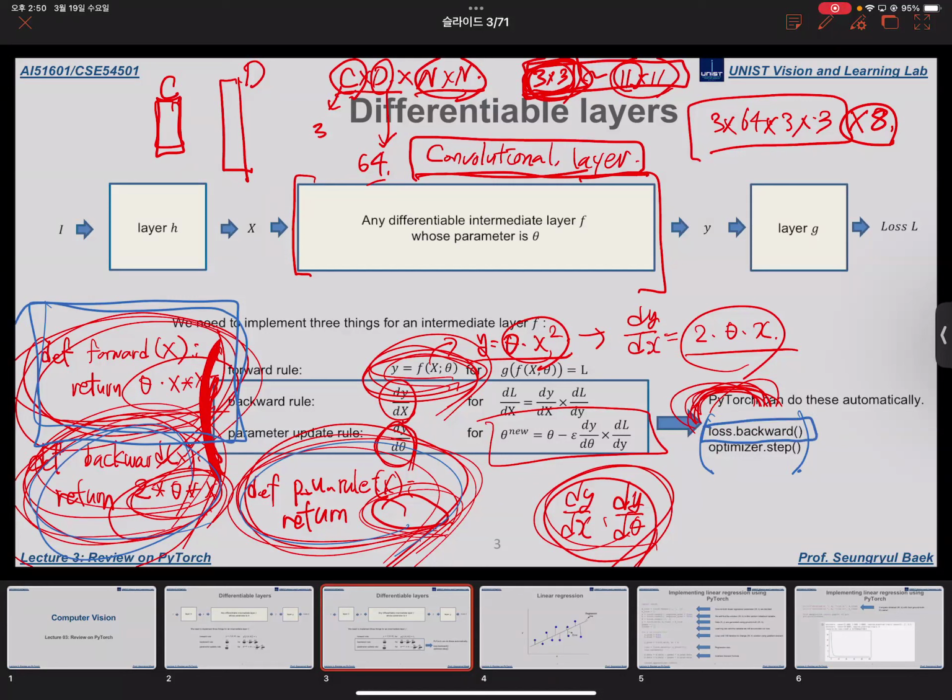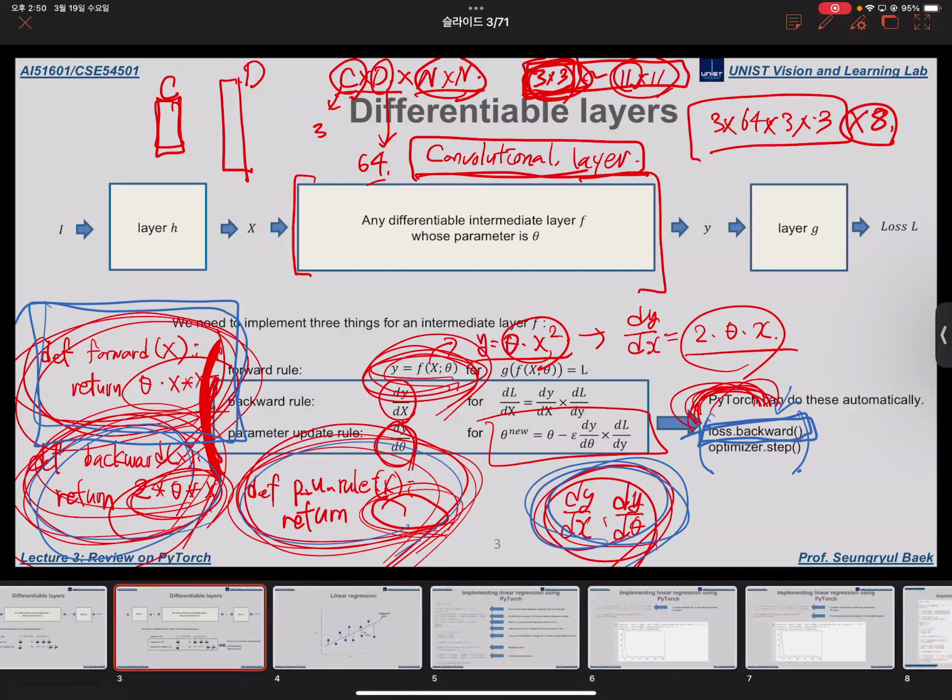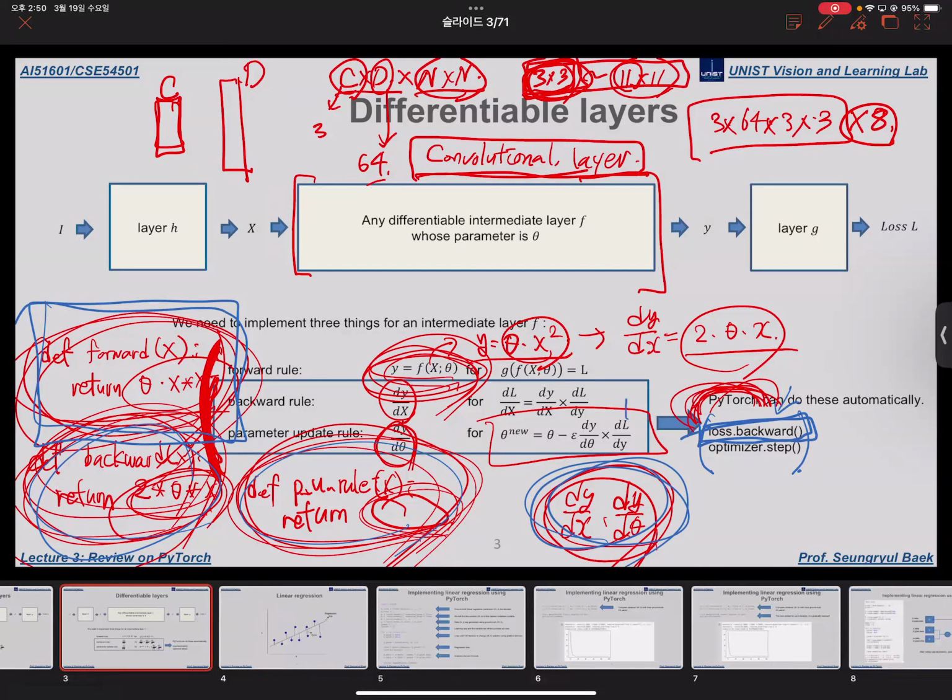Okay, so if you just call this loss.backward function, then the gradient for each layer is automatically calculated. So you can automatically calculate dL/dθ for each layer's parameters. Okay, the order is like this.